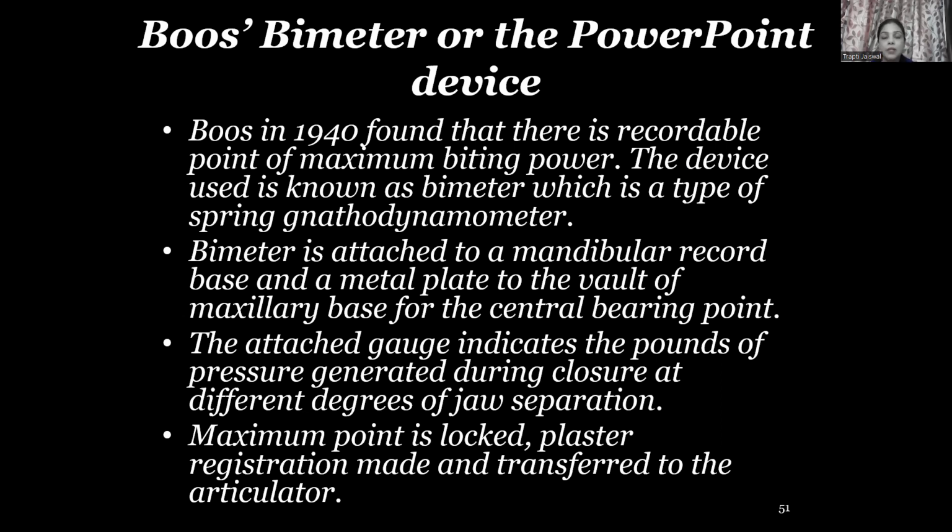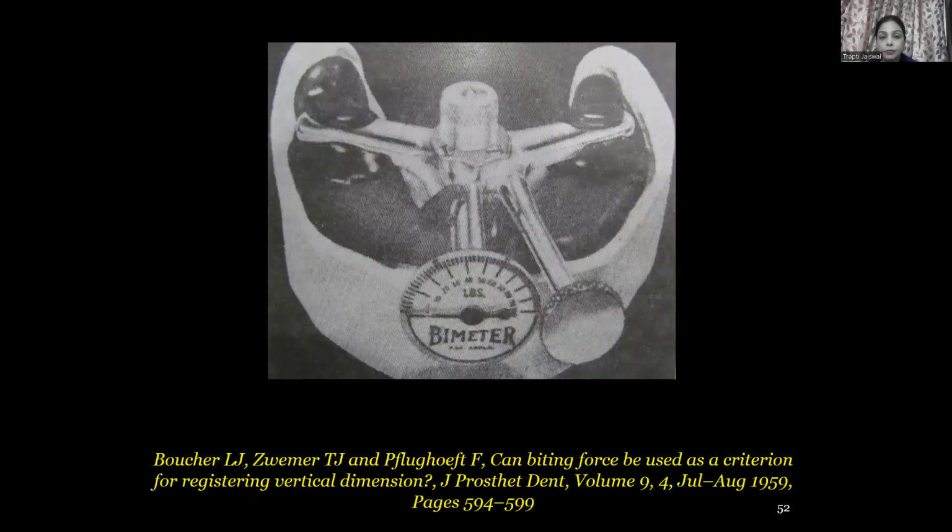Boos' biometer, or power point device. Boos in 1940 found that there is a recordable point of maximum biting power. The device used is known as the biometer, which is a type of spring gnathodynamometer. The biometer is attached to the mandibular record base and a metal piece placed to the vault of the maxillary base for the central bearing point. The attached gauge indicates the pounds of pressure generated during closure at different degrees of jaw separation. The maximum pressure is locked, and the plaster registration is made and transferred to the articulator.